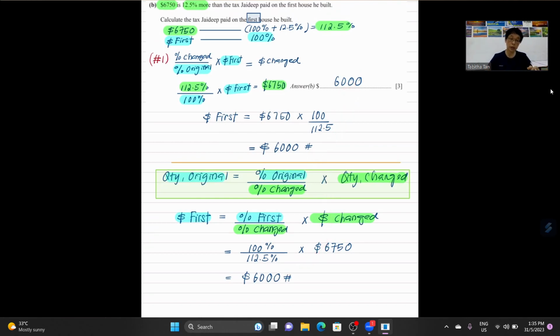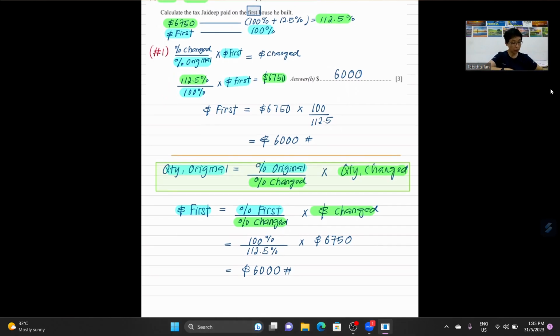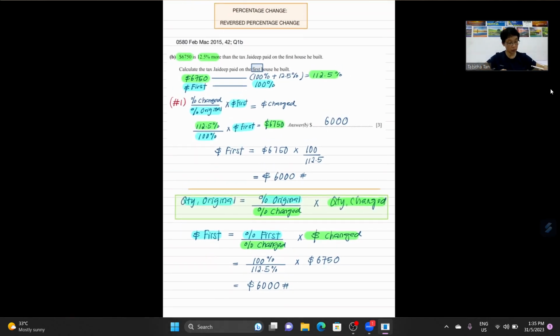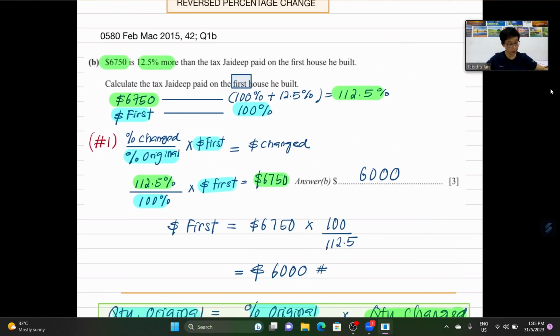All right, so this is the idea. The first part is lengthy. You can start from the original concept all the way down, or you can choose to just write the simplified version. It is also good for you to write down where the 112.5 comes from. All right, so this is the first method.